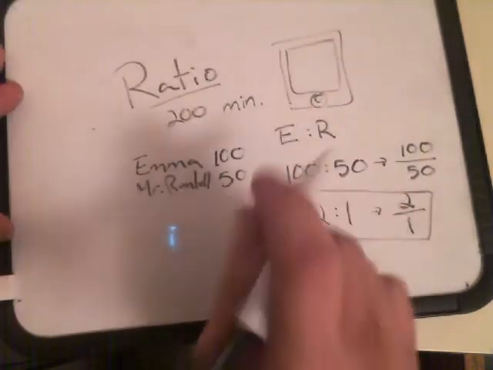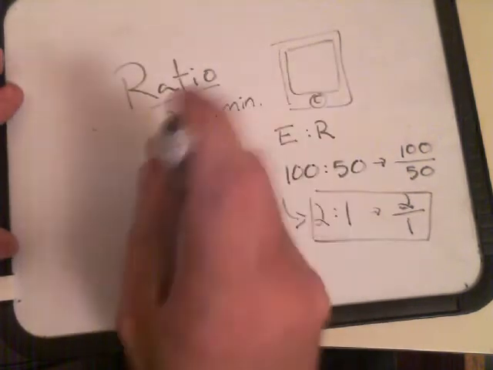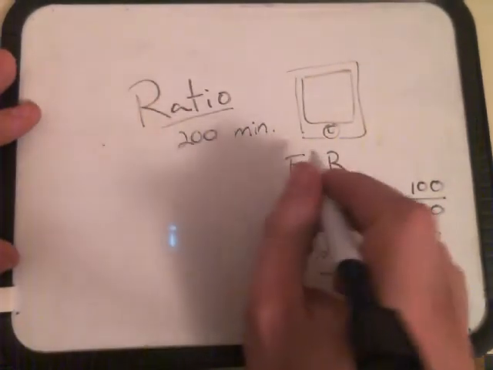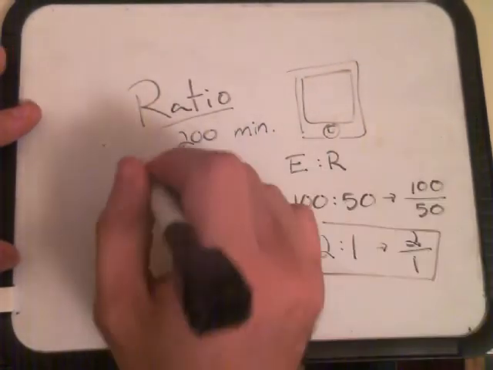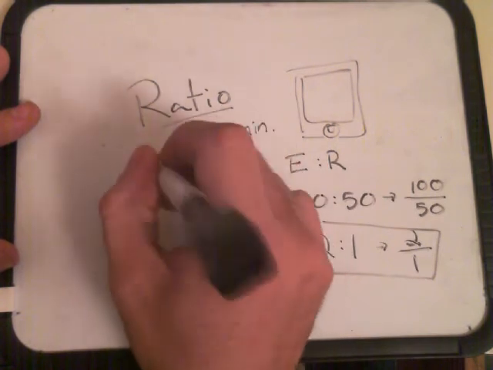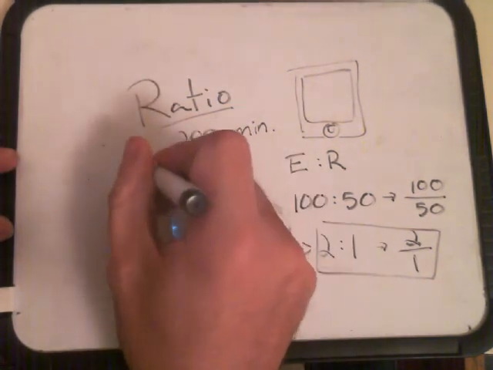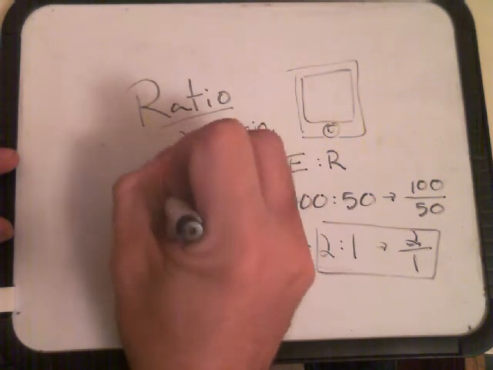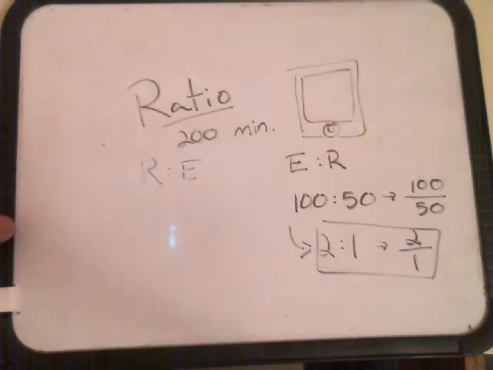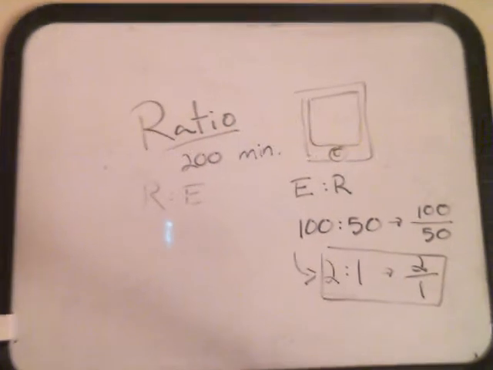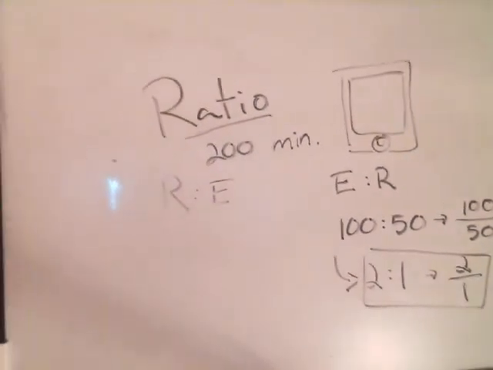What if I said, for example, instead of Emma to Rumble, I said Rumble to Emma. Sorry about that, guys. Let me see if I can zoom in a bit.